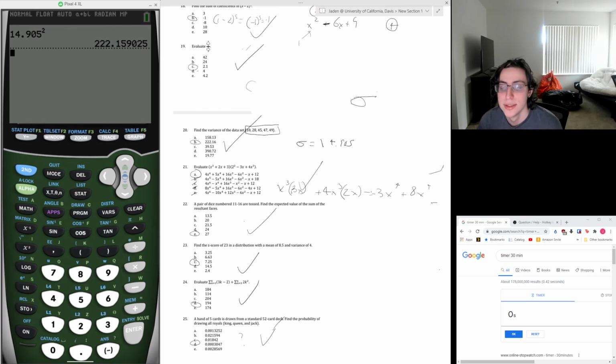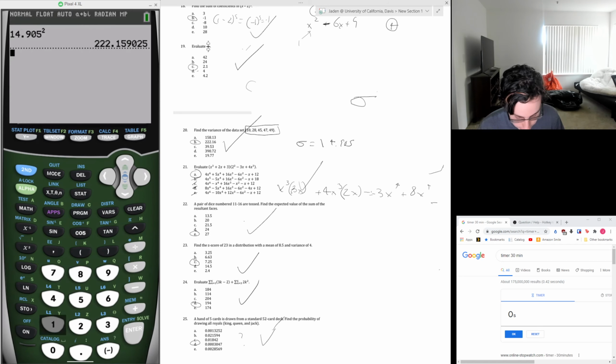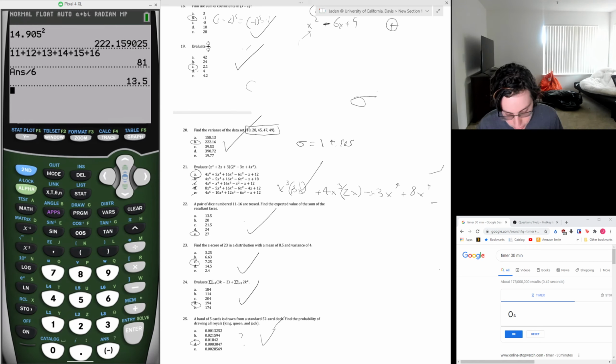Okay. Now, 22. A pair of dice numbered 11 through 16 are tossed. Find the expected value of the sum of the resulting faces. Interestingly enough, this is just summing up the expected values of each of the individual dice. So, find the expected value of one die: 11 plus 12 plus 13 plus 14 plus 15 plus 16, divided by 6. 13.5 is the expected value of one die. So the expected value of two dice is 27.